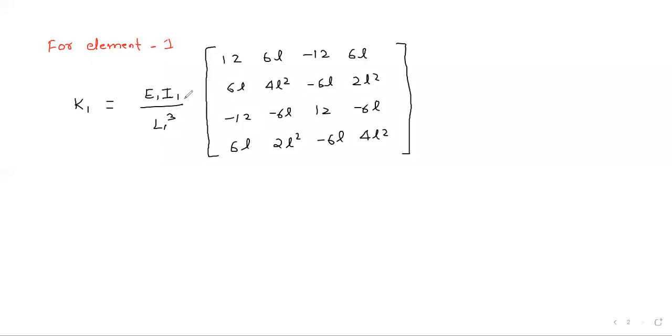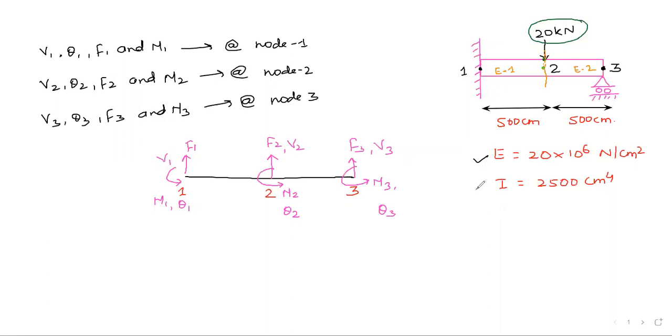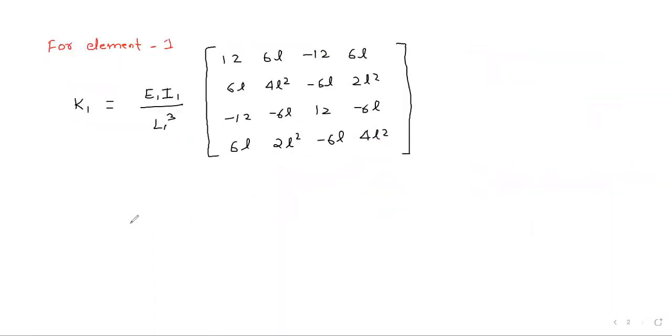E1 value is given, I1 value is given, because E1 and I1 are the same for both elements, right? So E1 into I1 upon L1 cube. Here we have the E1 value, the I1 value, and the L1 value. This is L1 and this is your L2 value, right? So the L1 value is 500 centimeter. If you put everything in here, you are going to get 400.